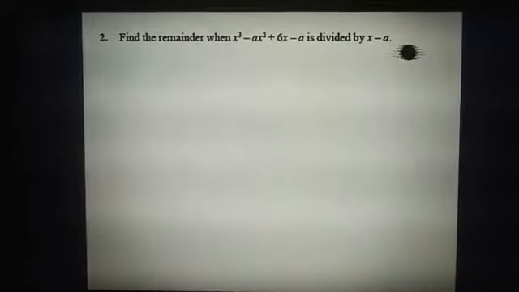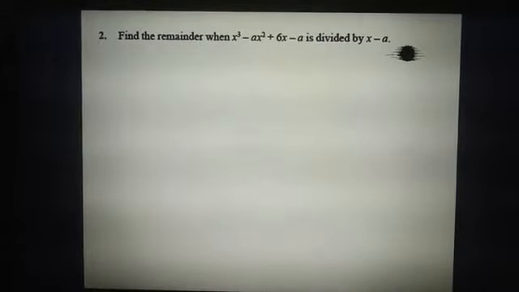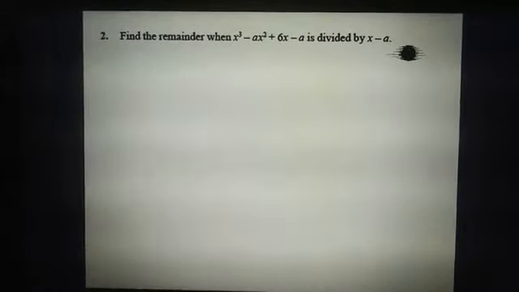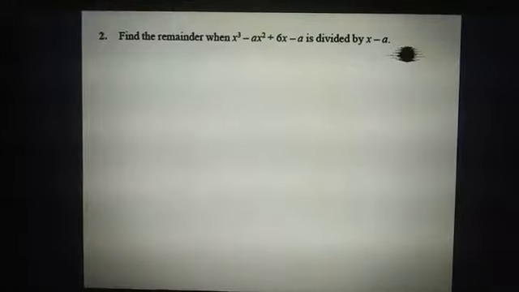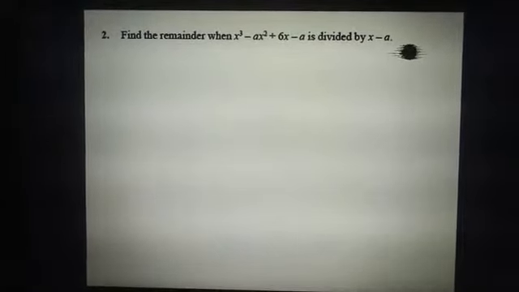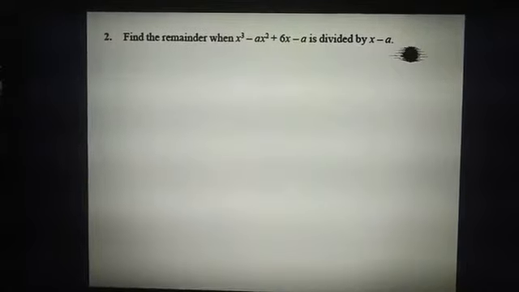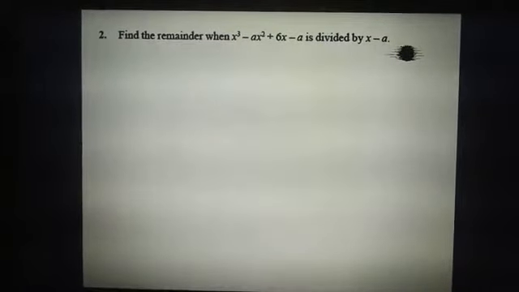Next is second sum. Find the remainder when x cube minus ax squared plus 6x minus a is divided by x minus a. So first take x minus a, find the 0 of x minus a, substitute the x value in that polynomial p of x, you will get the remainder. That is the answer.